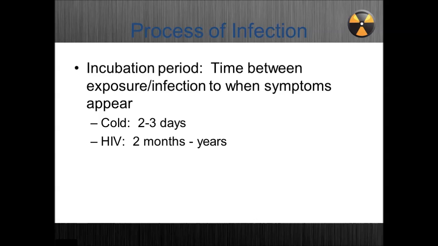Okay? Because it takes a while for the symptoms to show up, but by the time the symptoms show up, you're already communicable. And the diseases vary. So HIV, for example, can take months to years to show up in your blood or for you to have symptoms. But during that time, you can be communicable to other people. And that's the crux of infectious disease. That's why it's so hard to fight. So it's kind of scary.